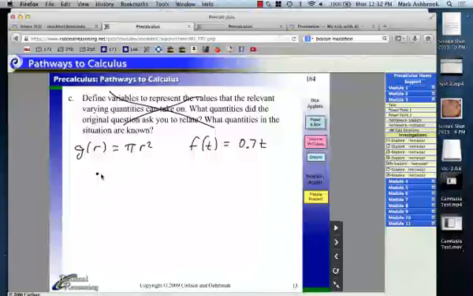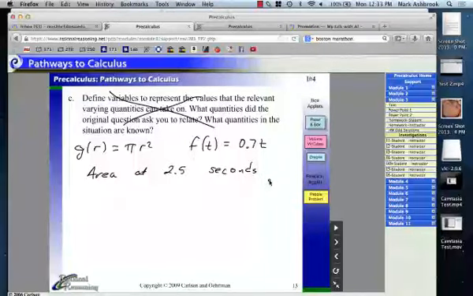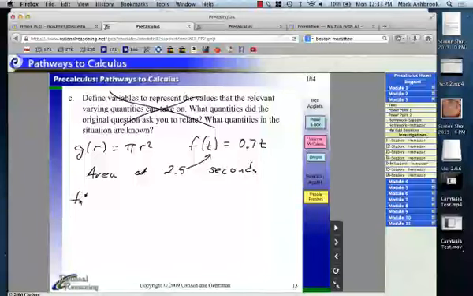So if we wanted to know the area at 2.5 seconds, what would we do? Where is Fernando? You're up. I want to know the area at 2.5 seconds. What do we do first? You put 2.5 seconds into T for the F of T. An F, right? Yes. You get 1.4.